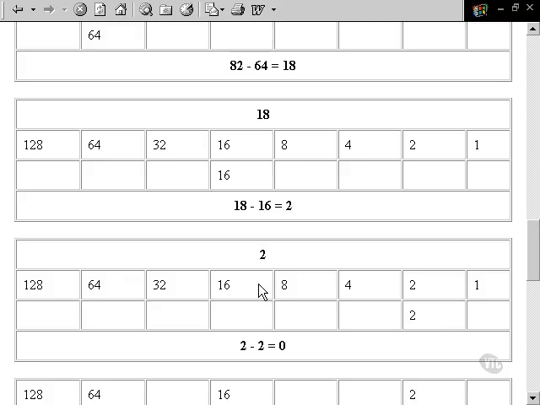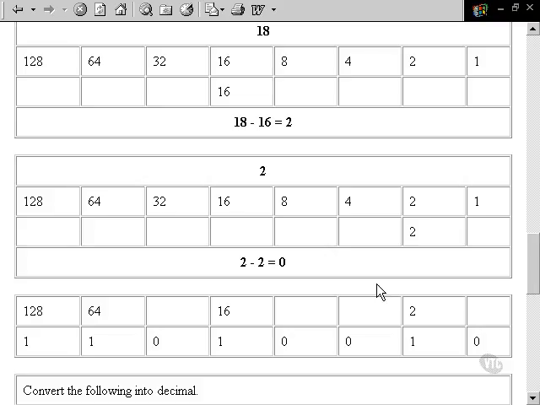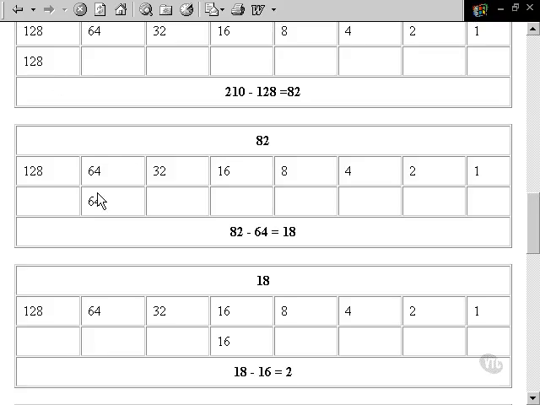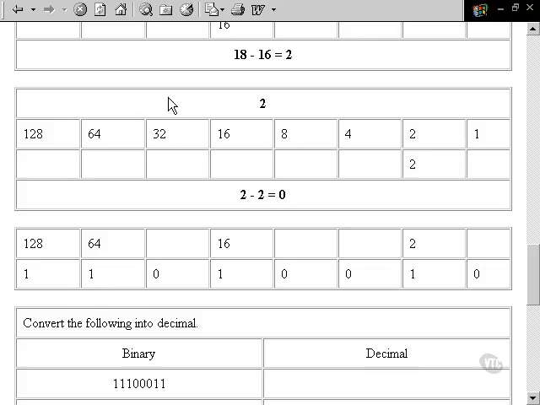I take 2, and I work my way up. I can't subtract any of these from 2 without getting a negative number, but I can subtract 2. So 2 minus 2 equals 0. Now, I bring my numbers down. So I brought the 128 down from up here. I bring the 64 down to here. 32, I didn't subtract by 32 at all, so I don't bring anything down there.